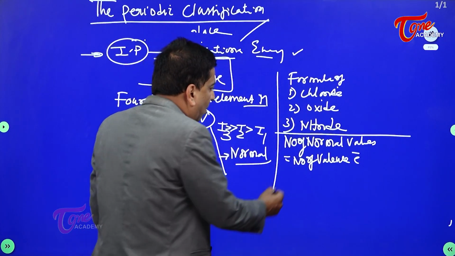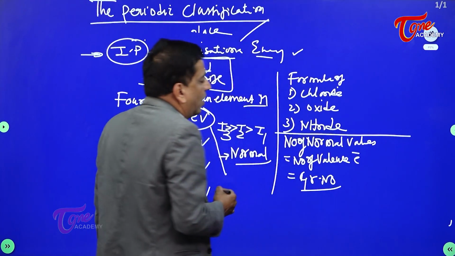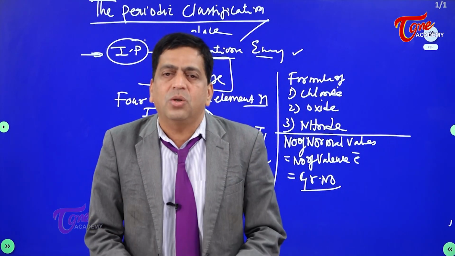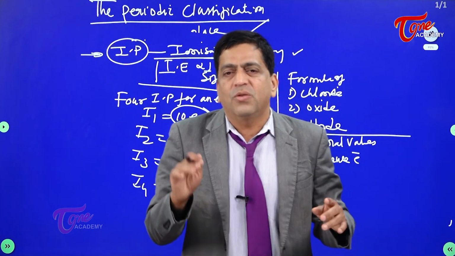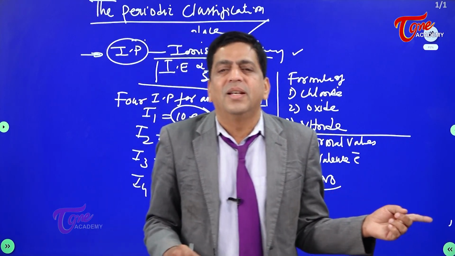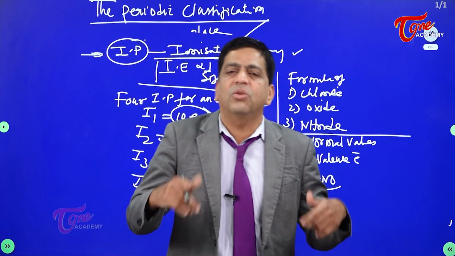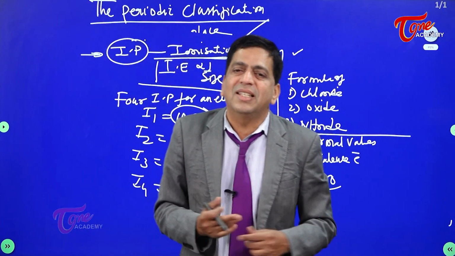Then the number of valence electrons is nothing but the group number. So the total number of electrons present in the outermost shell of an atom is nothing but the group number. Carbon has 4 electrons, so it's 4th group. Nitrogen and phosphorus have 5 electrons, it is 5th group. Oxygen and sulfur have 6 electrons, so it is 6th group.